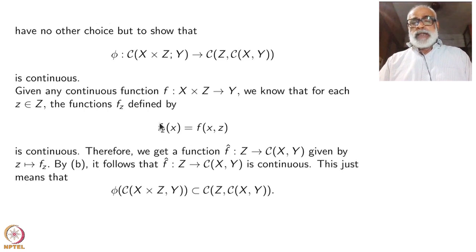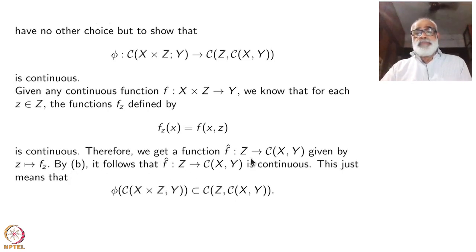Therefore, we get a function, which I am denoting by f hat, given by z going to f_z. This function itself is continuous. Why? By B. Now, you apply B. So to see that this is continuous, you take X cross Z to, you know, that evaluation map, you compose it with identity cross this one. If you apply that, it will follow that f hat is continuous, because finally what you get is f of (x, z) when you evaluate f hat.